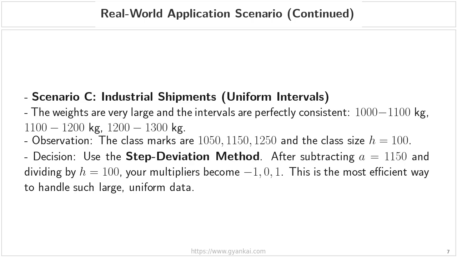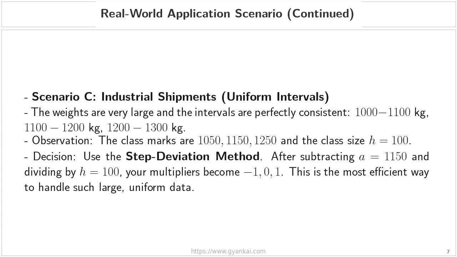Now, following the logic from our previous examples, you might ask, which method should we choose? Because the numbers are very large, the direct method would be exhausting, and while the assumed mean method would help, we can actually do even better. My decision here is to use the step-deviation method.